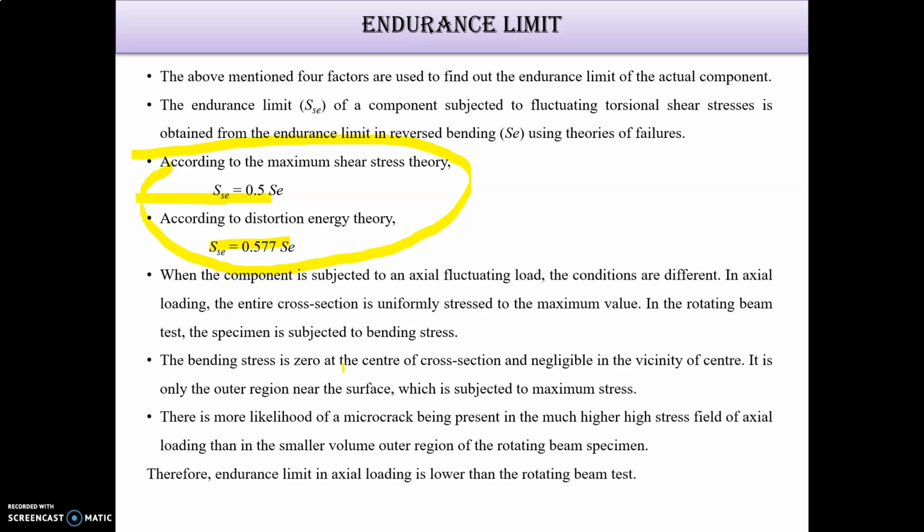Bending stress is zero at the center of the cross section and negligible in the vicinity of the center. It is only the outer region near the surface which is subject to maximum stress. So understand that it is the outer region near the surface which is subject to maximum stress, and nothing else. Therefore, the endurance limit in axial loading is lower than in the rotating beam test. This is how we completed this part. I think you understand this part. Thank you very much.